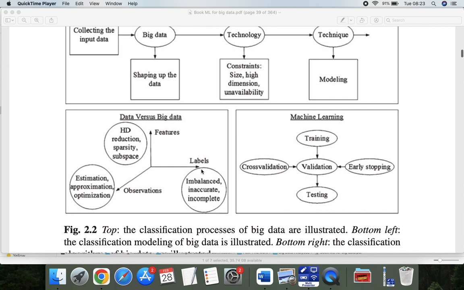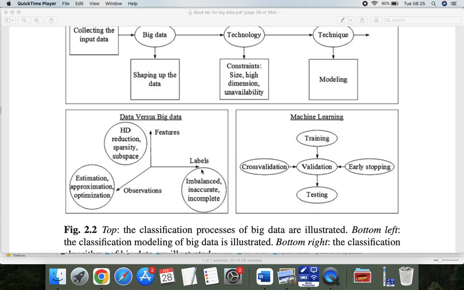Then a very important feature here is how data versus big data correlates. We have done that previously as well, but we divided or classified our data into three components, which are features, observation, and labels or classes. Each one of them has a different aspect to address. For example, features means dimensions. It defines the dimensionality of the data. Ordinary data doesn't have a high dimensionality, but big data has high dimensionality.